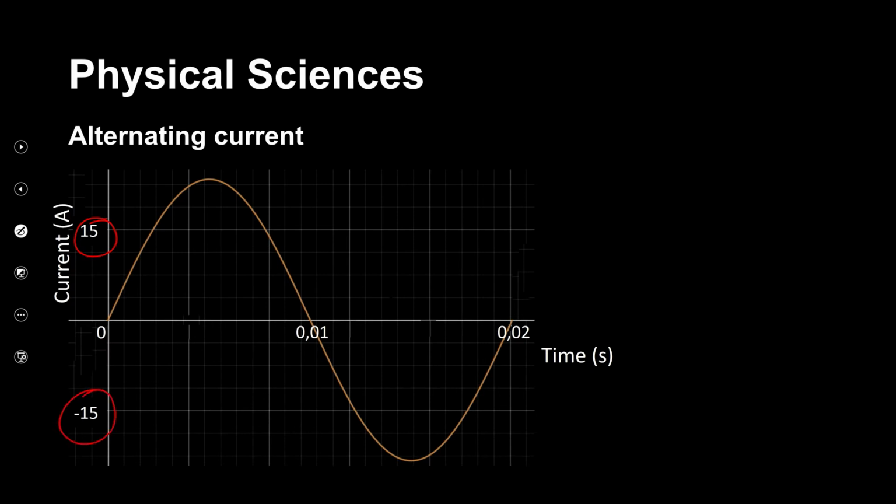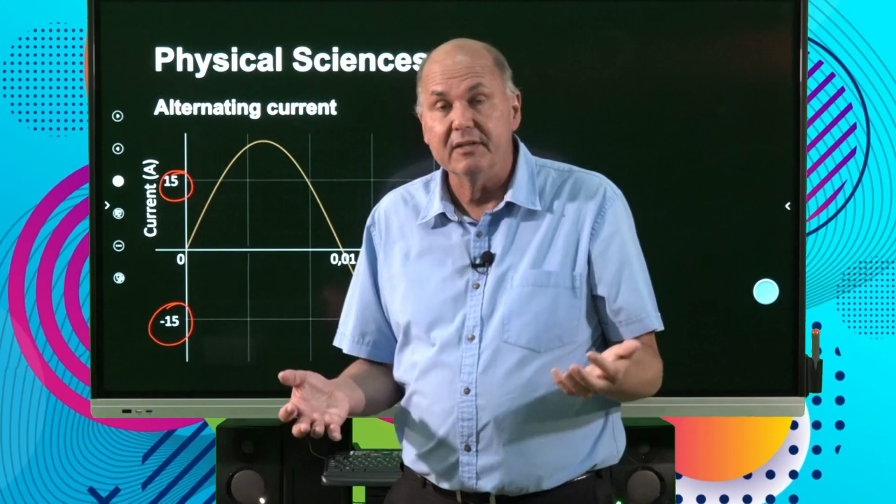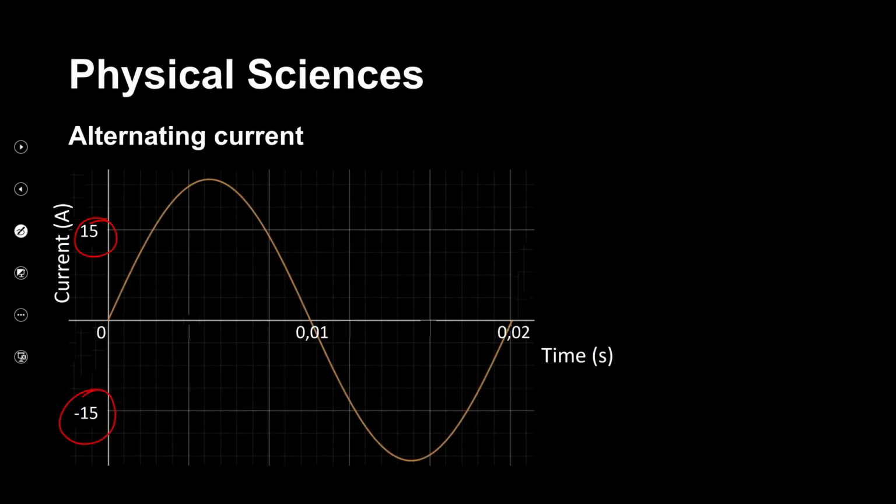And 15 amps is quite a lot of current that is being distributed. But recognize that that's not the maximum. So the maximum current happens at that point, and we would say that would be called Imax.